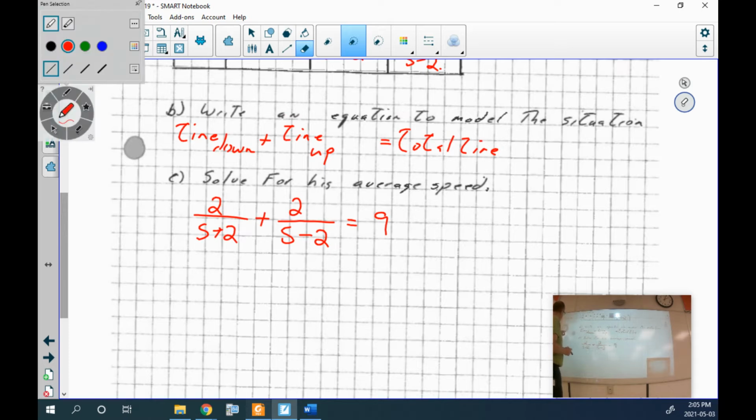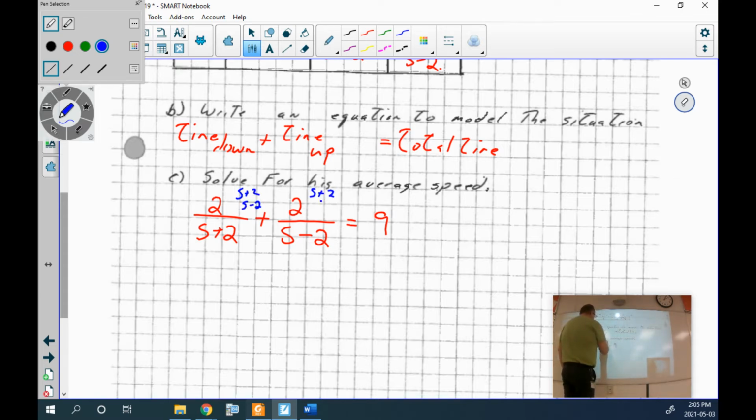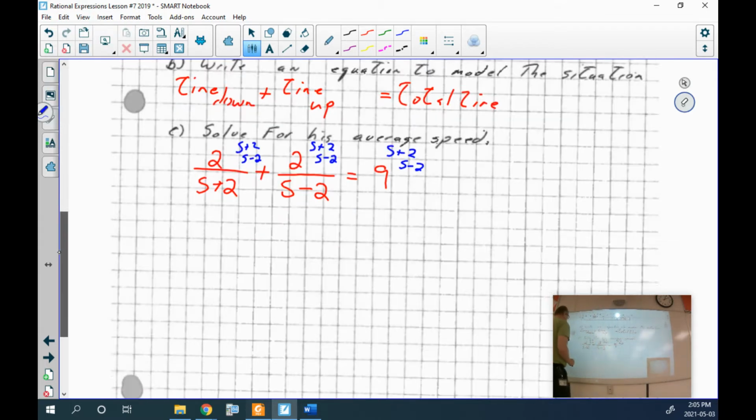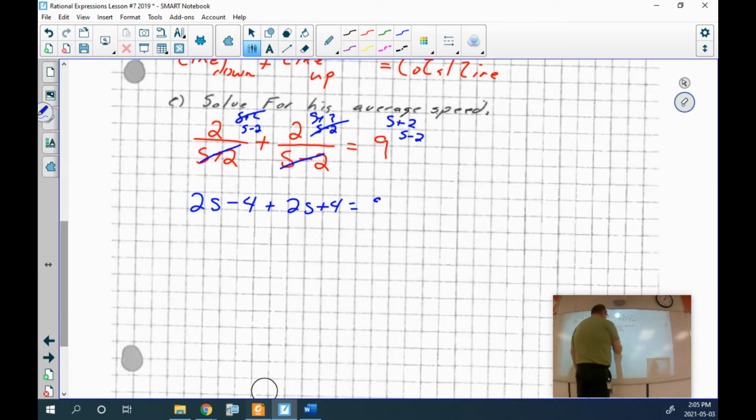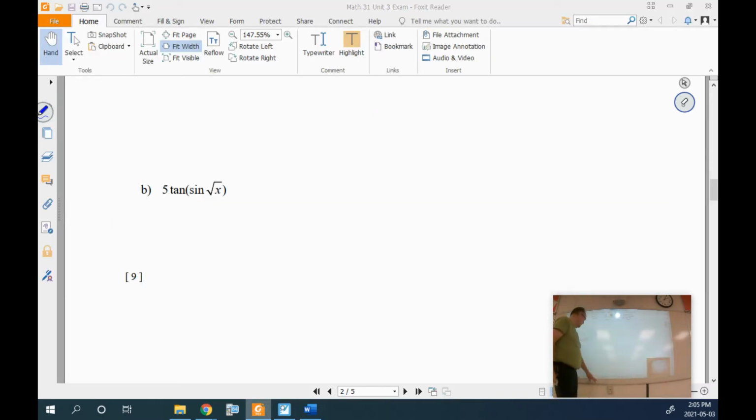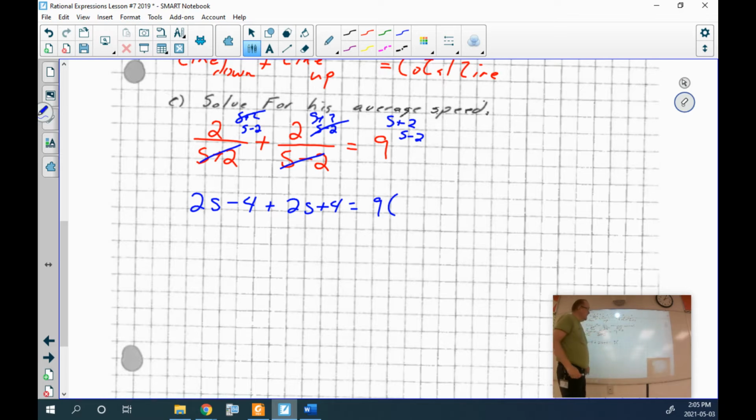We are going to do exactly what we kept doing before. I have to multiply everything by s plus 2, s minus 2. So that and that cross off, leaves me with 2s minus 4. That and that cross off, leaving me 2s plus 4. And over here, we're going to have 9, and then s plus 2, s minus 2.